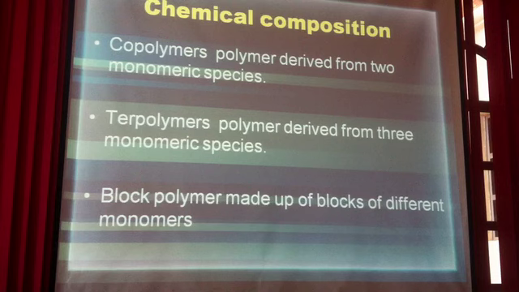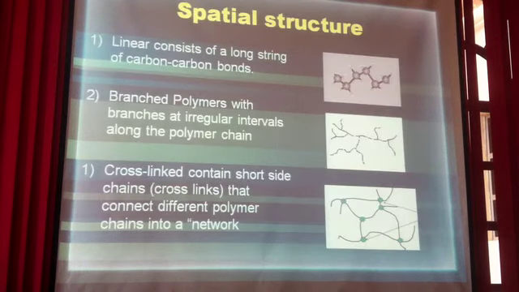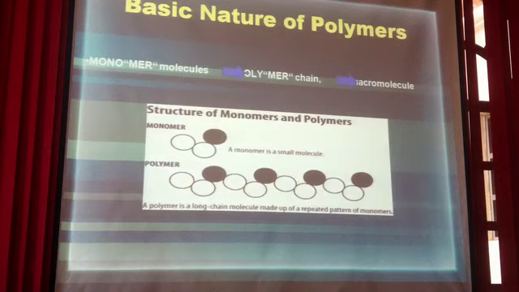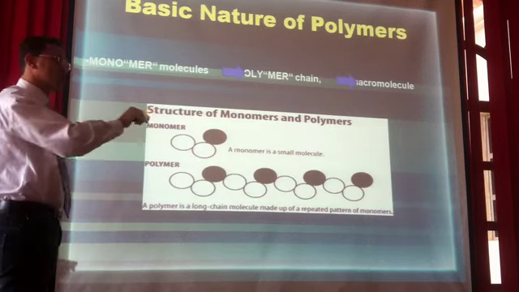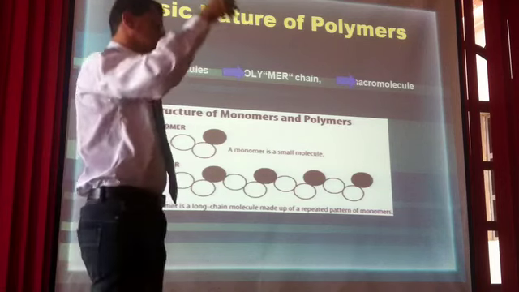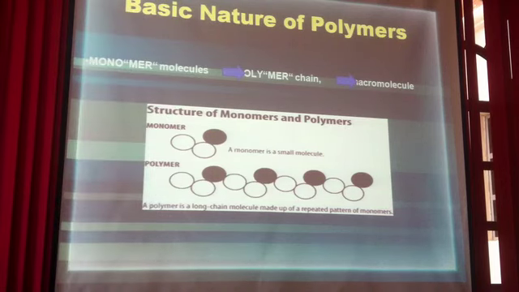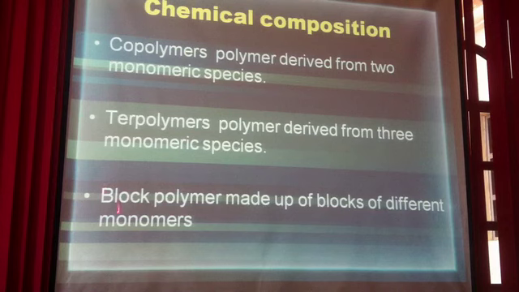What do you mean by monomeric species? This is the small part of the monomers. I mean this one. If there are two, we call it co. Three, ter. More than that, we're gonna call it block polymers, made of blocks of different polymers.